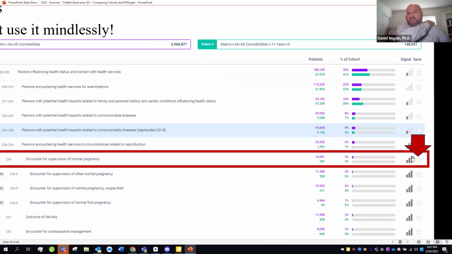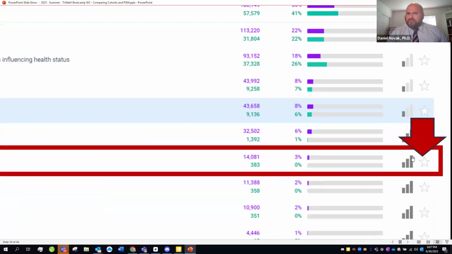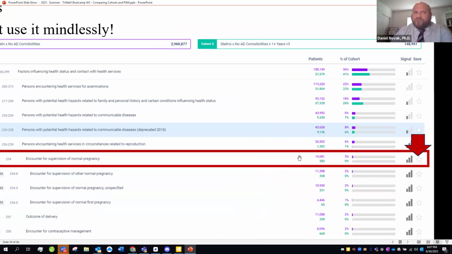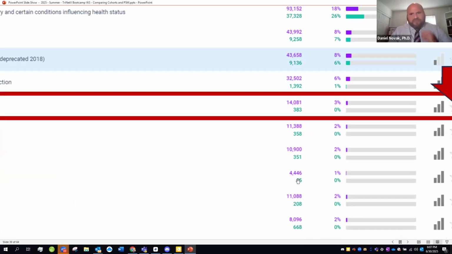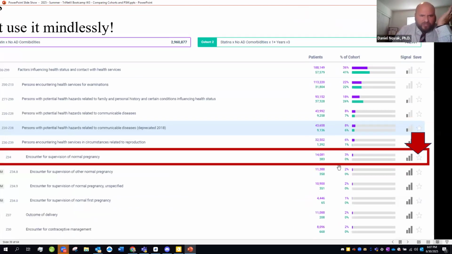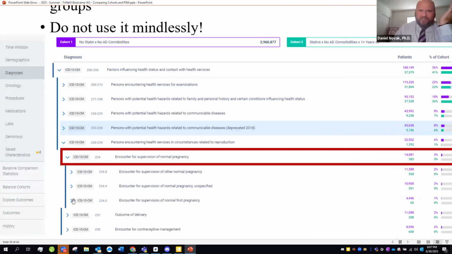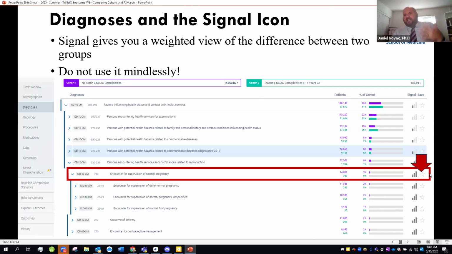However, you can see that this signal here shows with 3 bars that there's probably a lot more difference between these two groups on this front, and it's worth taking a look at. But I want to be clear, don't use that signal icon mindlessly. It is not a rule that you have to include every single thing with 3 bars. You can see a little bit why, because down here, for example, there's only 65 people in one cohort, and there's only 4,000, which is less than 1% of the other cohort. So there's really not much of a difference in representation between these two groups. And depending on what you're working on, it may or may not be relevant to your actual analysis. So you don't have to mindlessly check every single box.